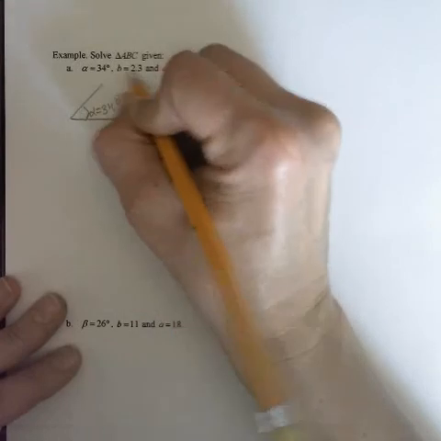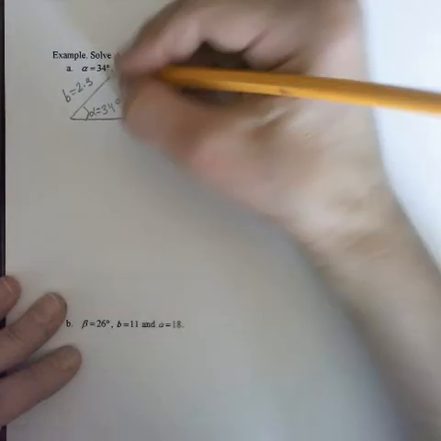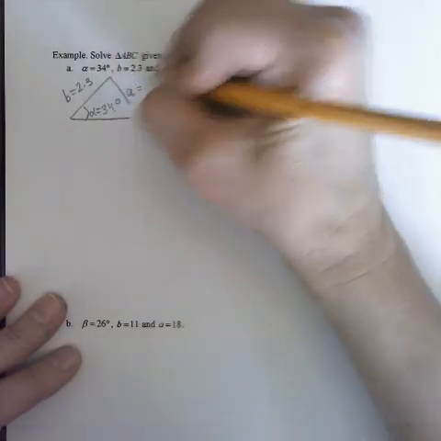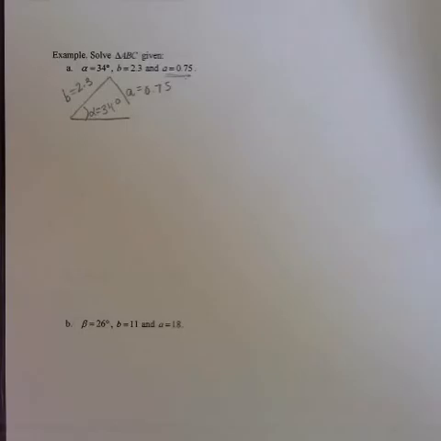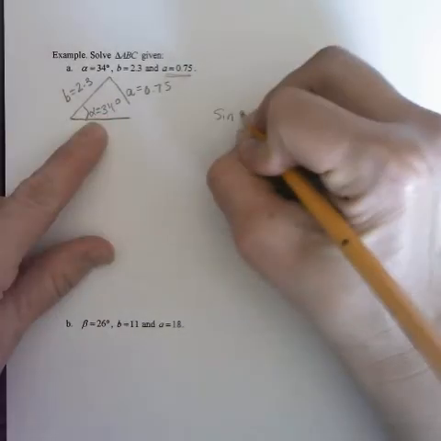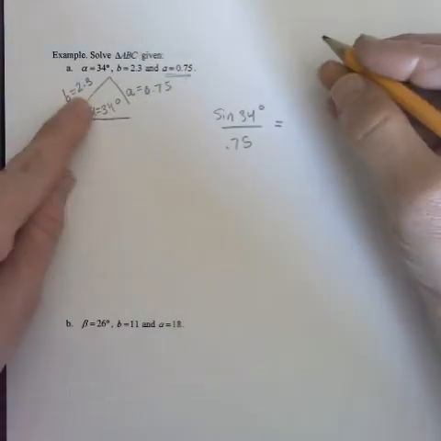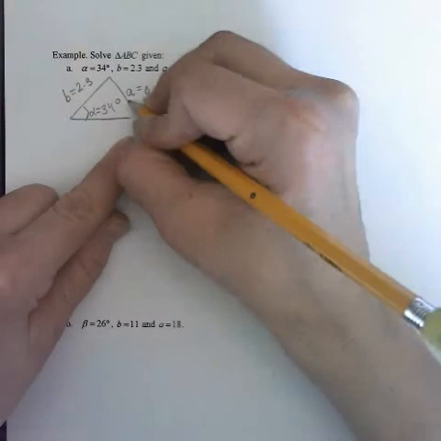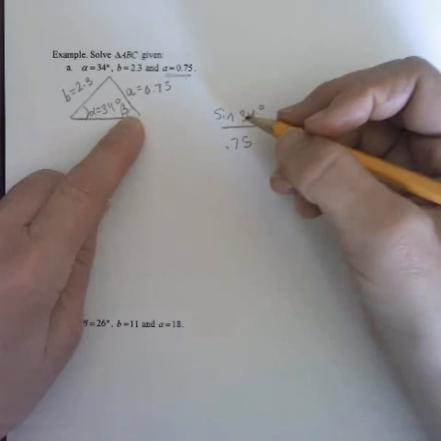And look at how short A is. So you still need to do the math to prove it, but you should have a sense that this might be too short to reach the base. That's always your question when you're doing this ambiguous case. Does this thing reach the base or not? So use your law of sines. Sine of 34 degrees over 0.75 should equal, with the other side we know is B, so this should be beta over here. And the question is, is there going to be one beta or two possible betas? So sine of beta over 2.3.